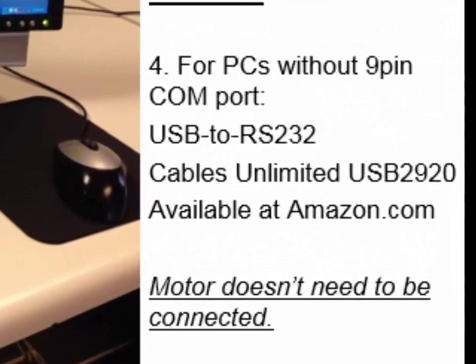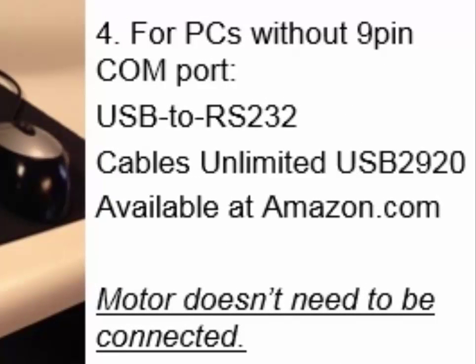Fourth, if your PC doesn't have a 9-pin serial port, buy a Cables Unlimited USB 2920 from Amazon. This has the FTDI chipset inside of it, and it works with all of our products on both XP and Windows 7, even up to 115,200 baud rate for products that use that speed. Other adapters aren't as good, such as Keyspan and Prolific, and they may or may not work.